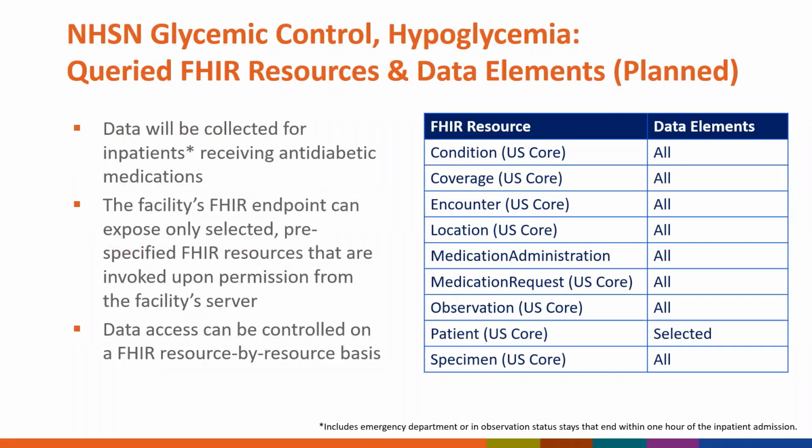What data will be collected? Data will be collected for selected inpatients, and these are inpatients who are receiving diabetes medications. So NHSN via FHIR will identify the patients, for example, over a one month period who are receiving diabetes medications during their inpatient stay. And then the facility will expose the endpoints or the resources that are required to inform calculation of the hypoglycemia rates. And for those familiar, these are the FHIR resources that NHSN will ask for to be able to calculate the hypoglycemia rates and provide those back to the hospital. Data access can be controlled on a FHIR resource by resource basis. It means the facility will have full knowledge of which resources are being invoked or asked for. Next slide.